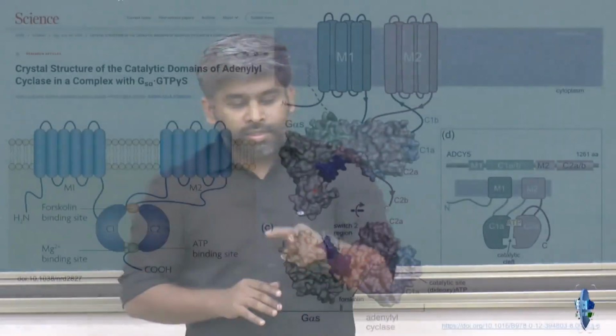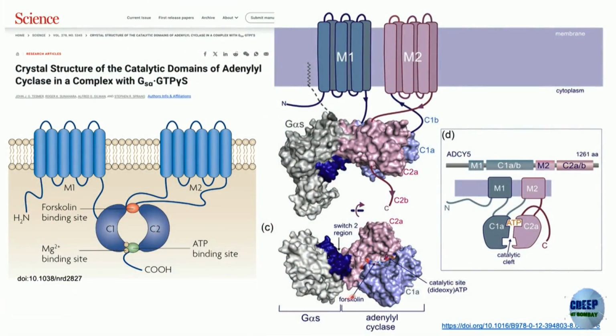So the point is, in this case, again they are trying to show the importance of this switch 2 region in the association with adenylyl cyclase, because your G protein will associate with adenylyl cyclase only and only when it is GTP bound, right? Which means that, are you following what I am saying? Are you guys lost in between, or are you still with me?